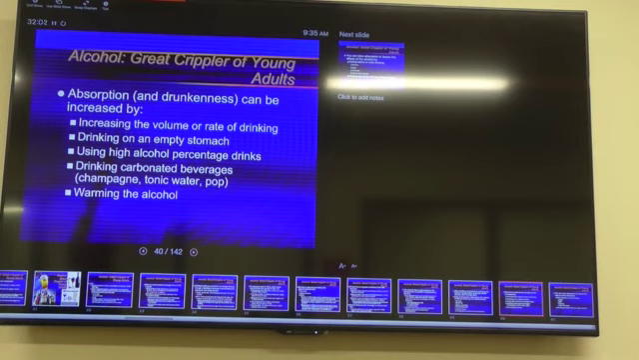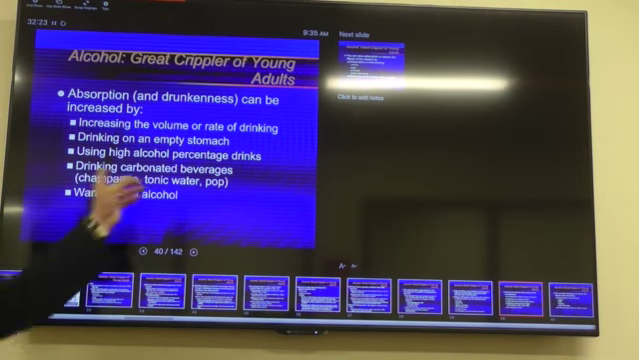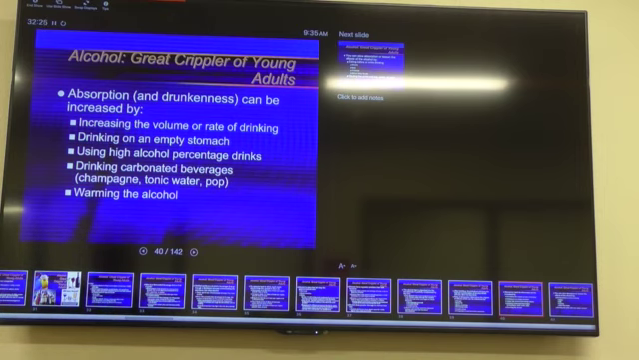Absorption and drunkenness can be increased by increasing the volume or rate of drinking. The faster you drink, the faster you're going to get drunk. Drinking on an empty stomach, which is probably the dumbest thing that you can possibly do. Using high alcohol percentage drinks, in other words, mixed drinks, especially if there is sugar or carbonated water involved with your mixed drink. It's going to get into your system real quick. The sugar, of course, is accelerating the process, as is the carbonated aspect of the beverage.